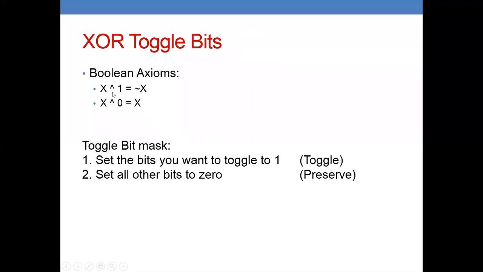So using the Boolean axioms for the XOR relationship, we know that X XORed with 1 gives us not X. X XORed with 0 gives us X. So in our bit mask, we're going to set the bits we want to toggle to ones, and the other bits to zeros. And then we're going to take our value and XOR it with that bit mask in order to toggle those individual bits.